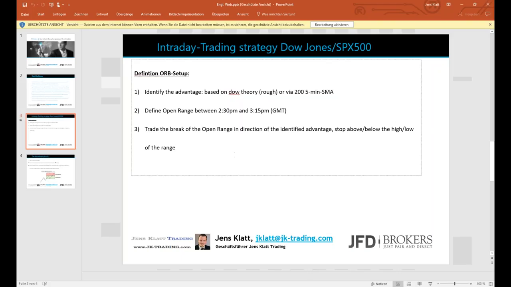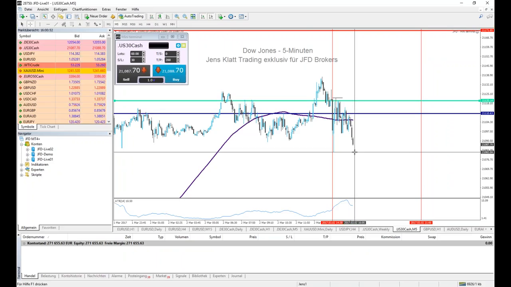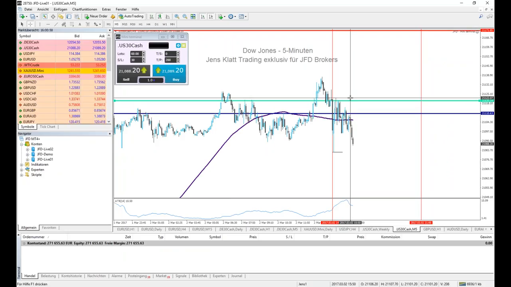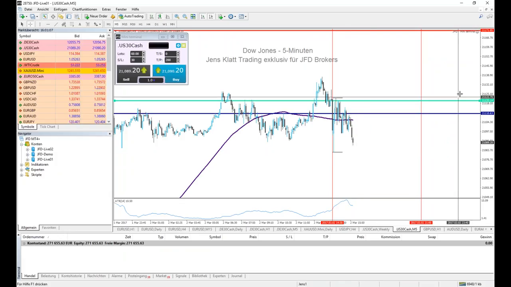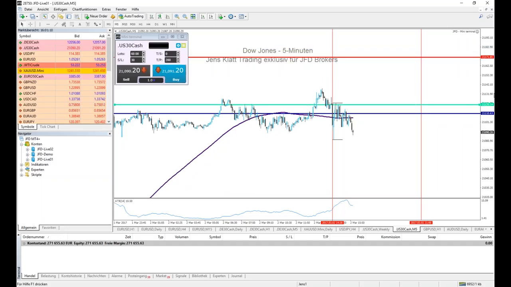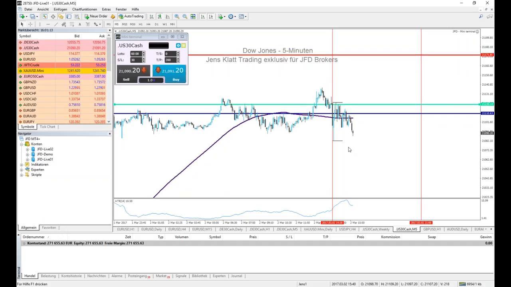There are two ways of trading the open range. One is you just duplicate the width of the range. Right here we have the low at 21,082 and the high at 21,122, so the open range overall is 40 points. Then you trade the break in the direction of the advantage. If you have checked this out for quite a while and know that you have a hit rate better than 50%, you can go for a risk reward of 1-to-1. You just duplicate this range, in this case the 40 points.